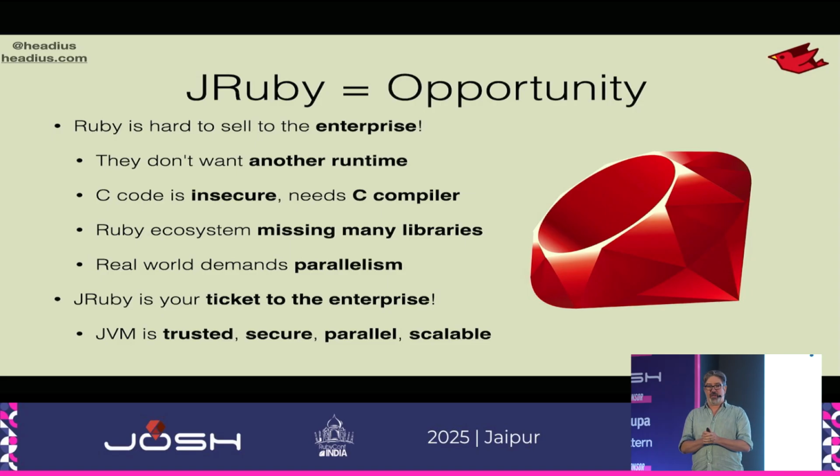So the point that I want to bring across to you today is that JRuby equals opportunity. Ruby is hard to sell to the enterprise. They don't want another runtime installed. They don't want to run C code. They don't want to have C compilers. There's lots of libraries and new features that they need. And of course, they need big data. They need parallelism. JRuby is your ticket to bringing Ruby to the enterprise. All of these companies can run the JVM. They trust it. They know it's secure. They know it's powerful. You can run Ruby on these enterprises by using JRuby on the JVM.